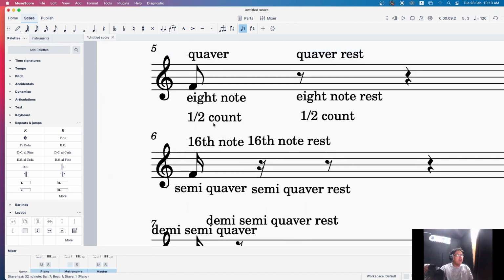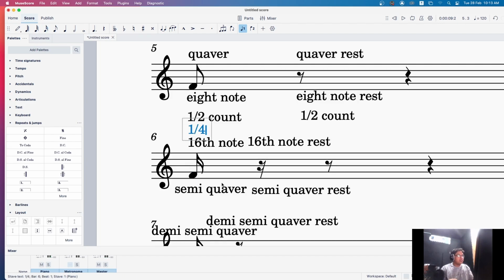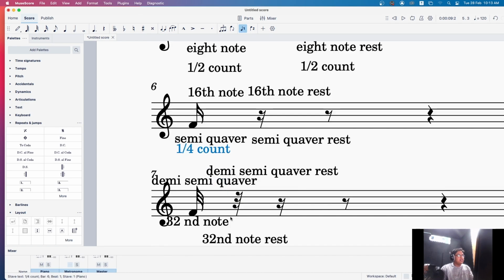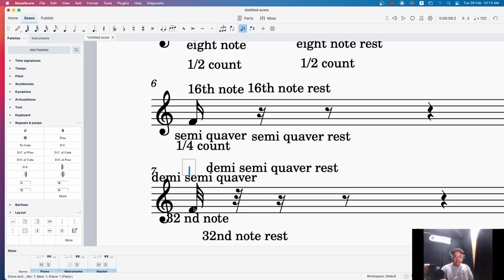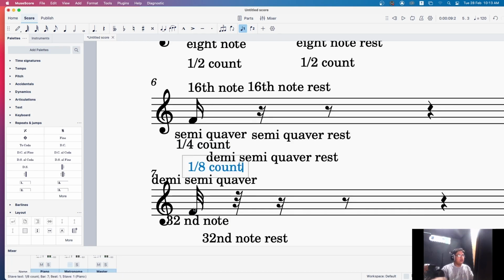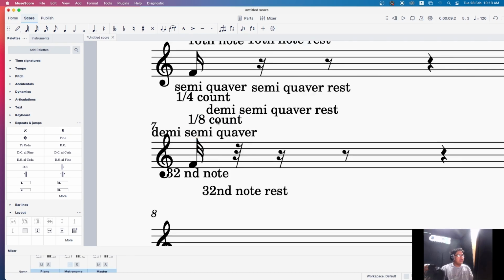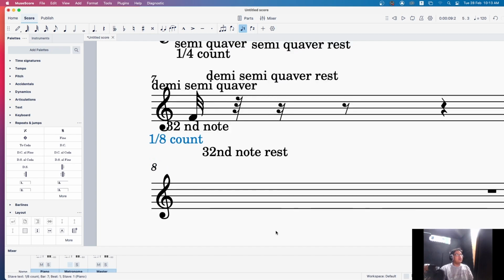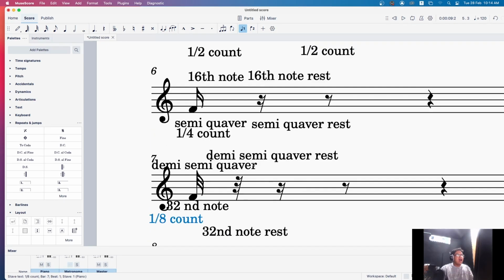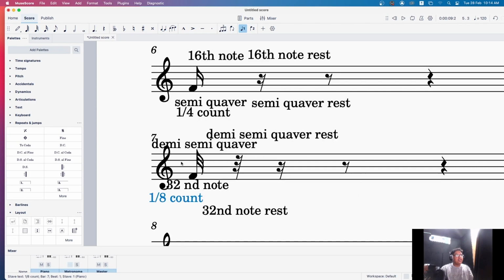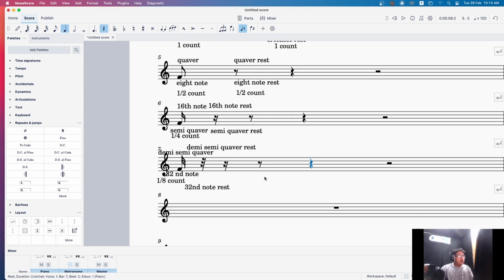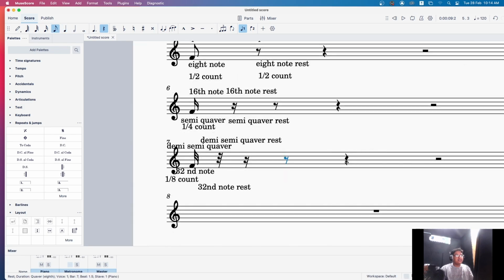As the 8th note is about half count, this 16th note is about 1/4 count. This is about 1/8 count. So this 1/8 count and 1/8 count makes 1/4 count. Again 1/4 count. This makes half. So this is half. So totally 1 count. This whole total makes 1 count.